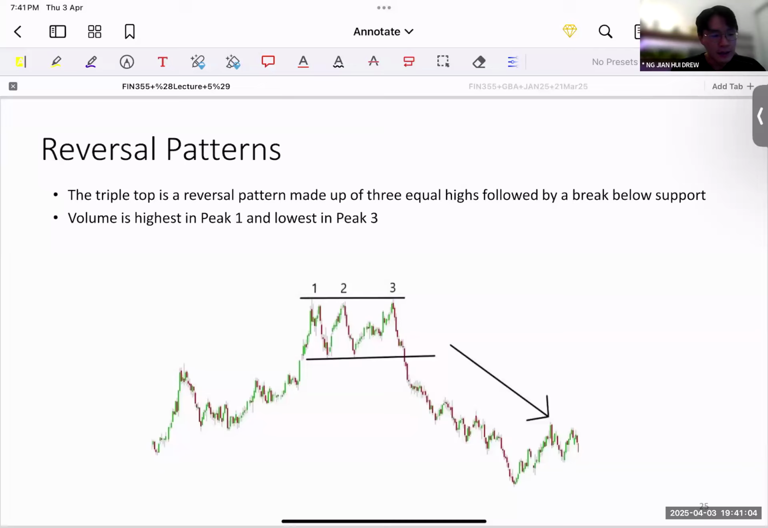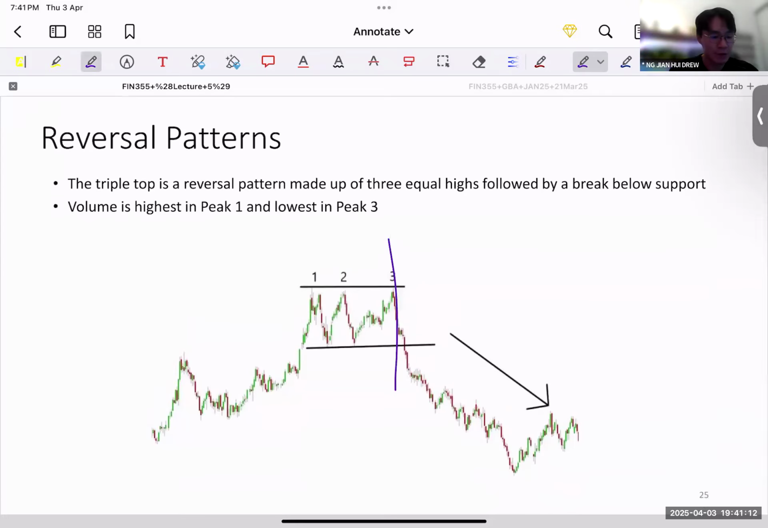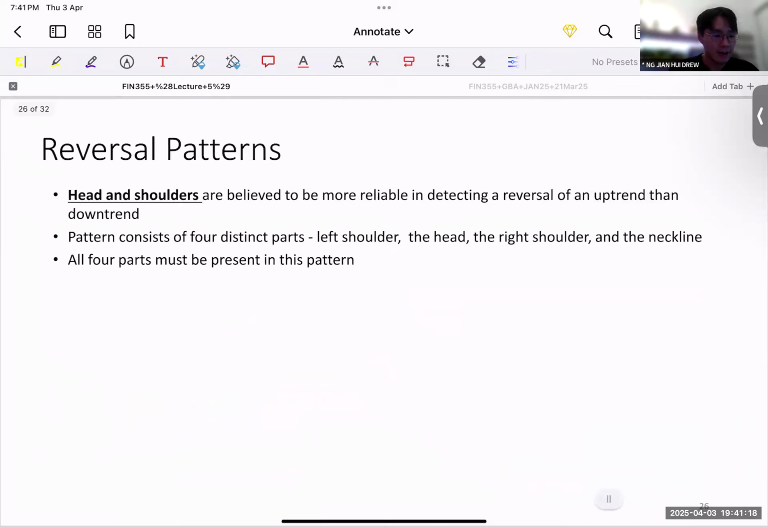We talked about double top earlier. We have a triple top as well. Same thing. Once we hit the triple top here, then it will go downward. So these are bearish signals that we have seen here. These are reversal patterns. What's interesting also, there is this thing called a head and shoulder.